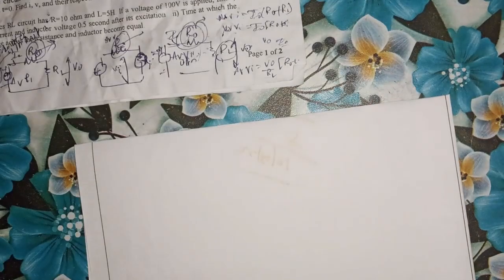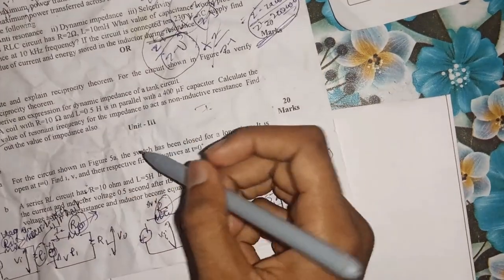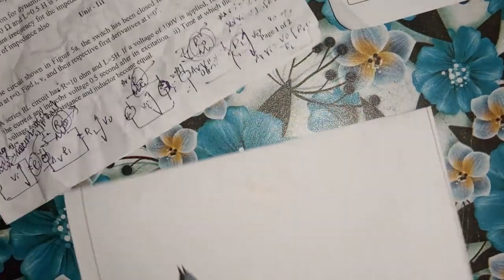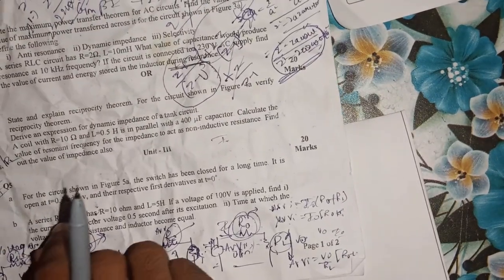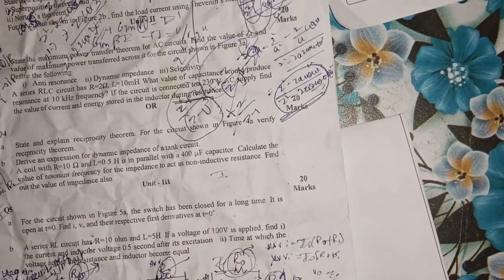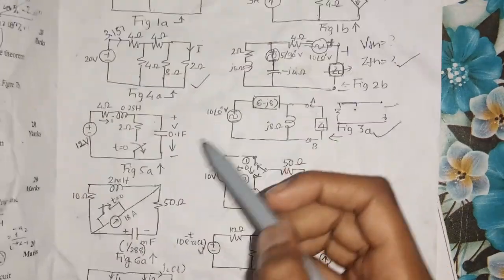Moving on to the next question, which is Unit 3, question 5a. The question is: for the circuit shown in figure 5a, the switch has been closed for a long time. Figure 5a is here.